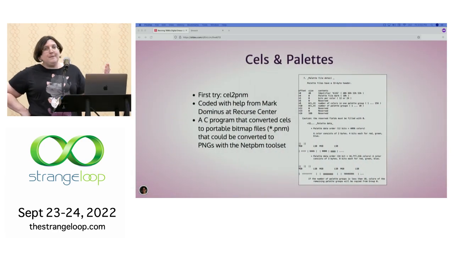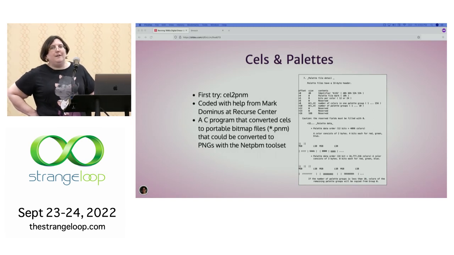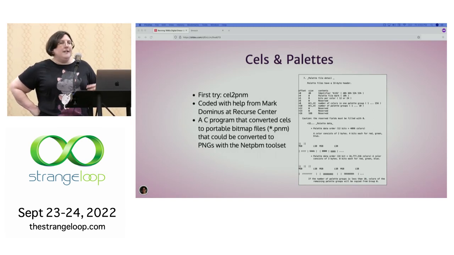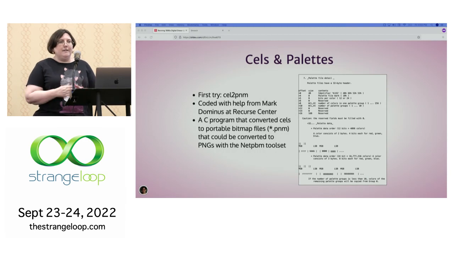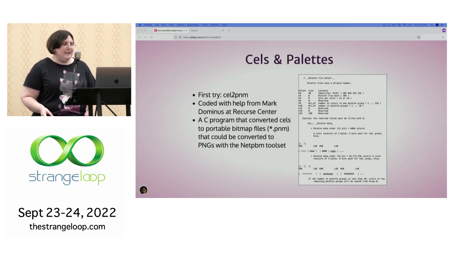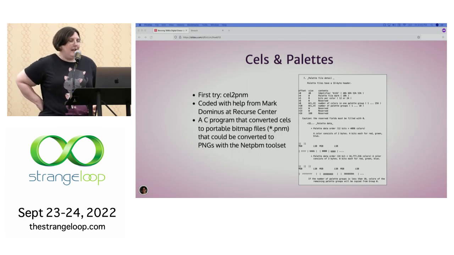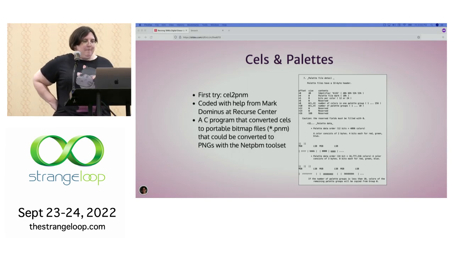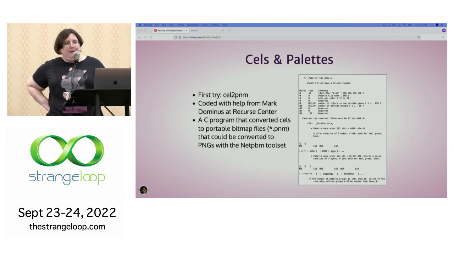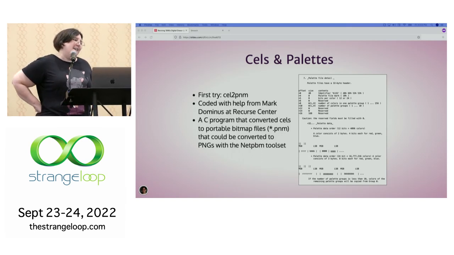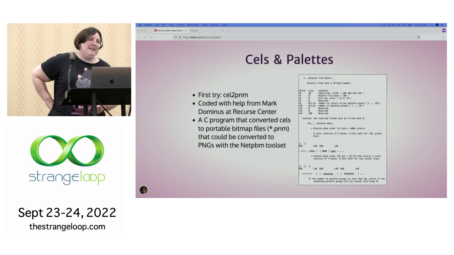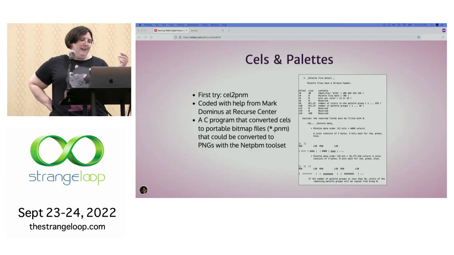So once we have the configuration file translated into JSON, the next thing that we need is to convert all the cells and palettes into something that we can use on the front end. I originally thought that this was going to be the very hardest part of this project. But luckily, I was still at Recurse Center when I was working on this, and a person named Mark Dominus was a resident at Recurse at that time, and he volunteered to help me with understanding the spec.